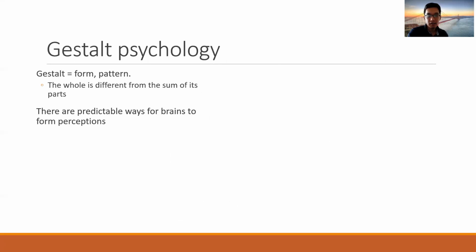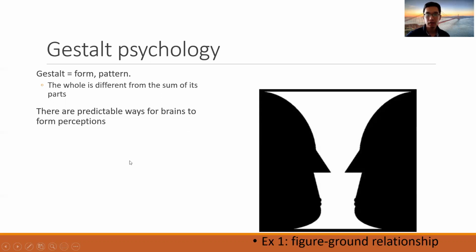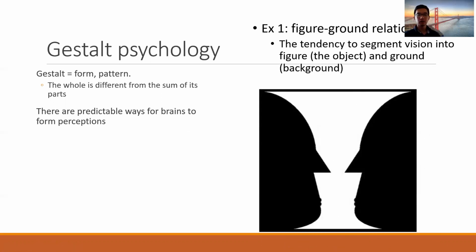So there are some ways for our brains to form perceptions, and those ways are predictable. We can summarize some principles to know how brains form those perceptions. So let's learn about these principles. The first one is called the figure-ground relationship. Our brain tends to segment the vision into the figure and the ground. The ground is the background. The figure is the object.